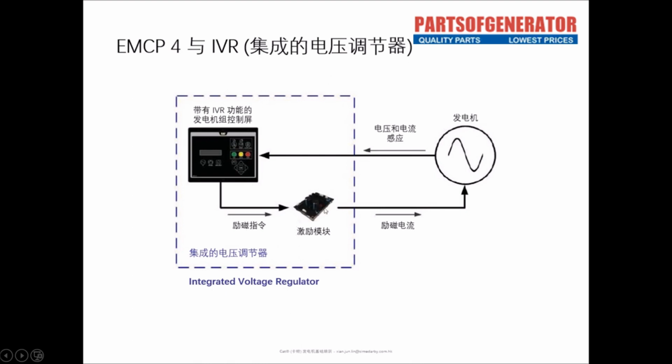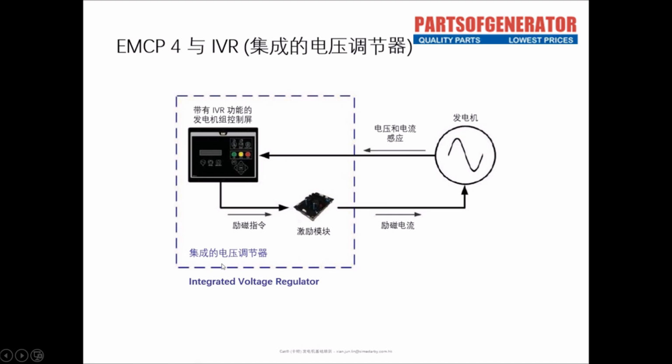This IVR is integrated in the EMCP4 control panel. Let's see how it is composed. Our previous AVR was a module. It was a separate module and had nothing to do with the control panel. But this IVR separates its control function and its output current function, which means the function that controls the voltage is integrated in the EMCP4 control panel.